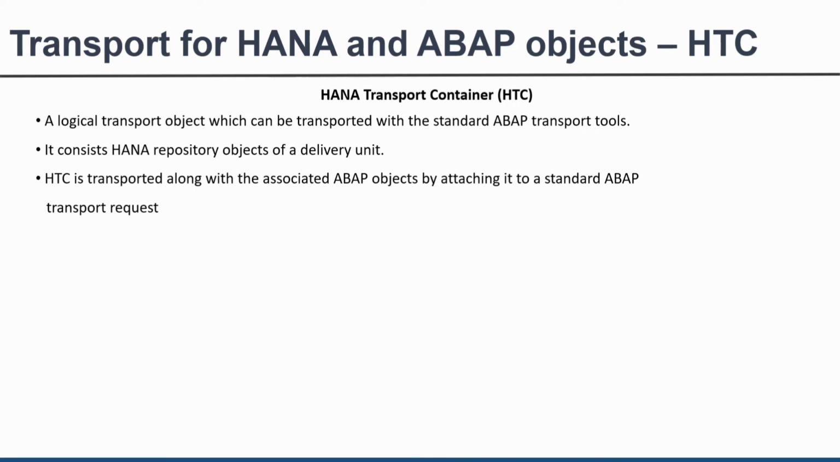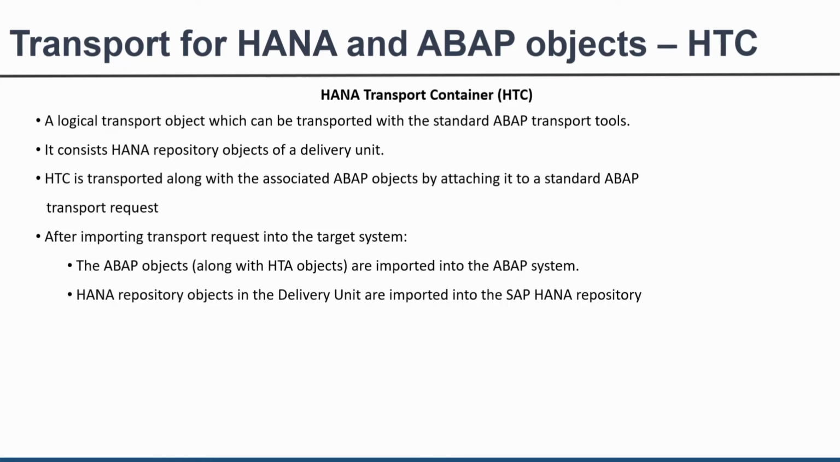It contains HANA repository objects from a delivery unit. A delivery unit is nothing but a folder which contains the objects which you want to transport from one system to another. HTC can be transported along with the corresponding ABAP objects which you want to transport from one system to another.